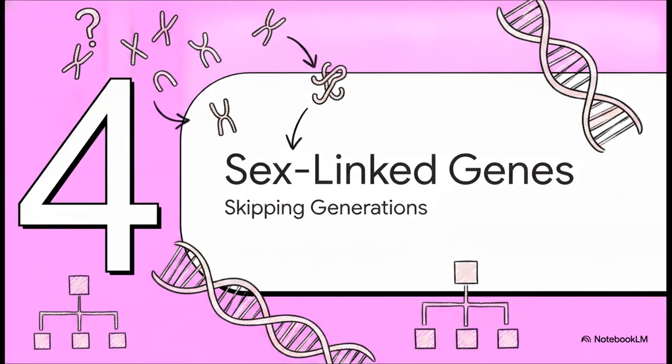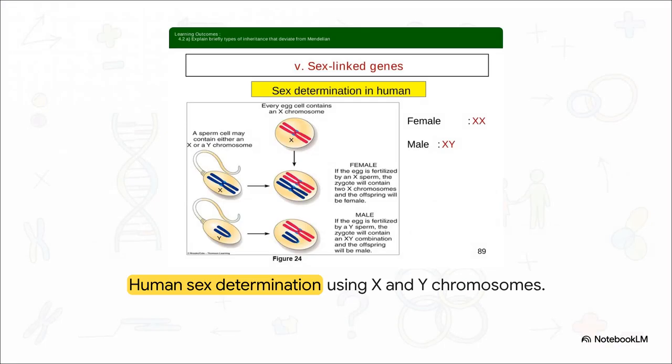All right, number 4, sex-linked genes, the skipping generations mystery. So, human sex determination relies on the X and Y chromosomes. We know females have 2 X chromosomes and males have 1 X and 1 Y. But just look at the physical difference there. The Y chromosome is much smaller than the X chromosome, and it carries far fewer genes. The X chromosome, though, holds tons of genes that have absolutely nothing to do with biological sex.